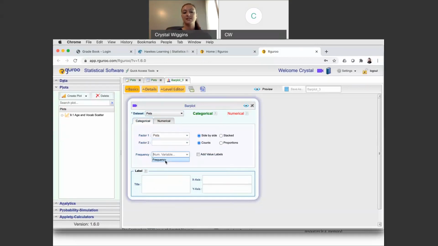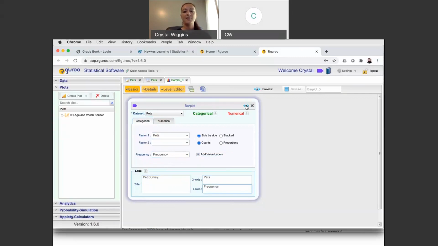Frequency, we labeled that column frequency, so that helps. We can add value labels if we want. Let's see what that looks like. And remember, there's 3 things that always need to be labeled. The title, which we'll call this pet survey, the x-axis, which are the pets, and the y-axis, which is the frequency.